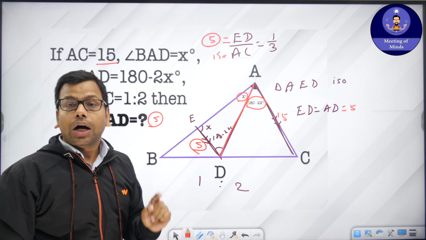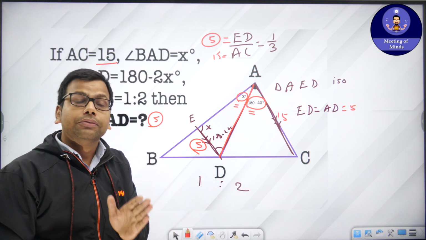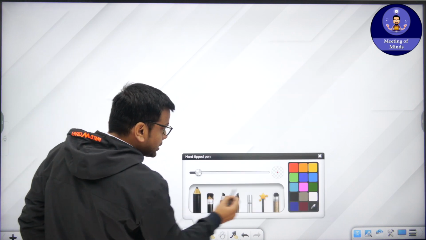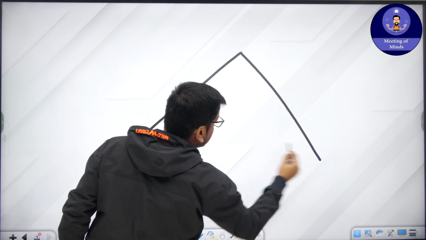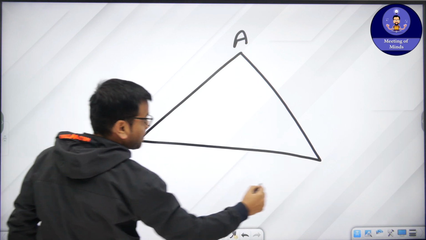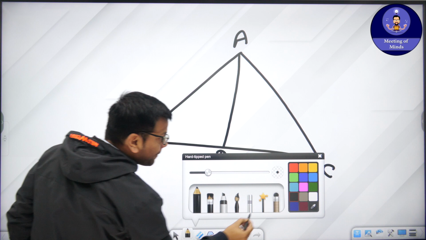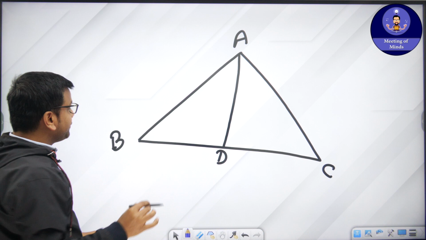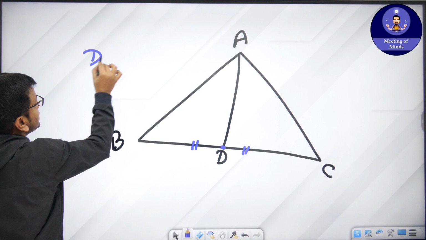Now I'm going to give you a homework. Instead of x and 180 minus 2x, we can use some other values also. So let's solve a question. The question is quite simple. Say we have ABC, a triangle, and AD is a Cevian. The first data given is that D is the midpoint.